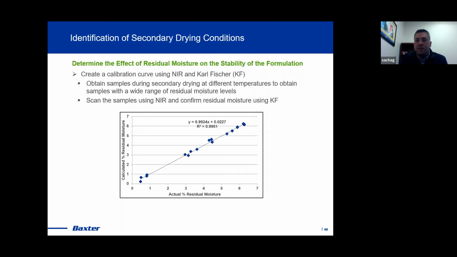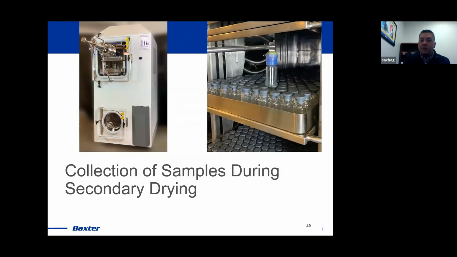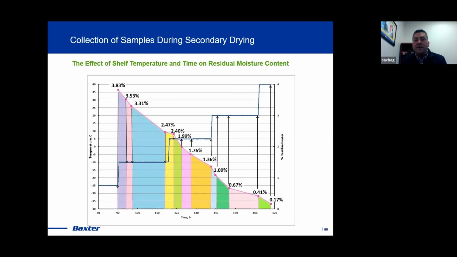So the final point is we like to examine the effect of residual moisture on stability. And we do that by taking samples throughout secondary drying conditions and building a calibration curve using NIR and Karl Fischer. So we use a sample thief to start collecting samples throughout the end of primary drying and throughout secondary drying. So this is an example. Here, these steps are steps in shelf temperature. And this is how the residual moisture is affected by shelf temperature and the time at that shelf temperature.